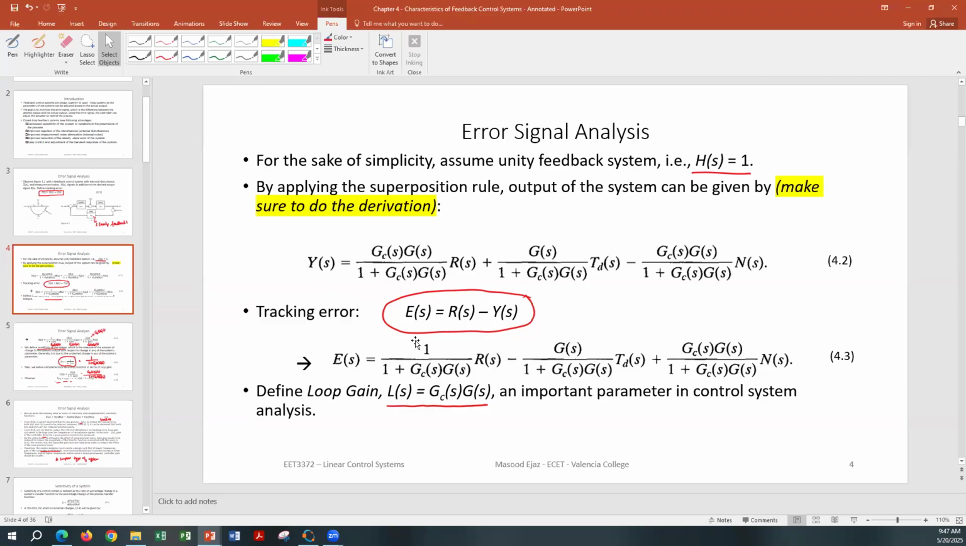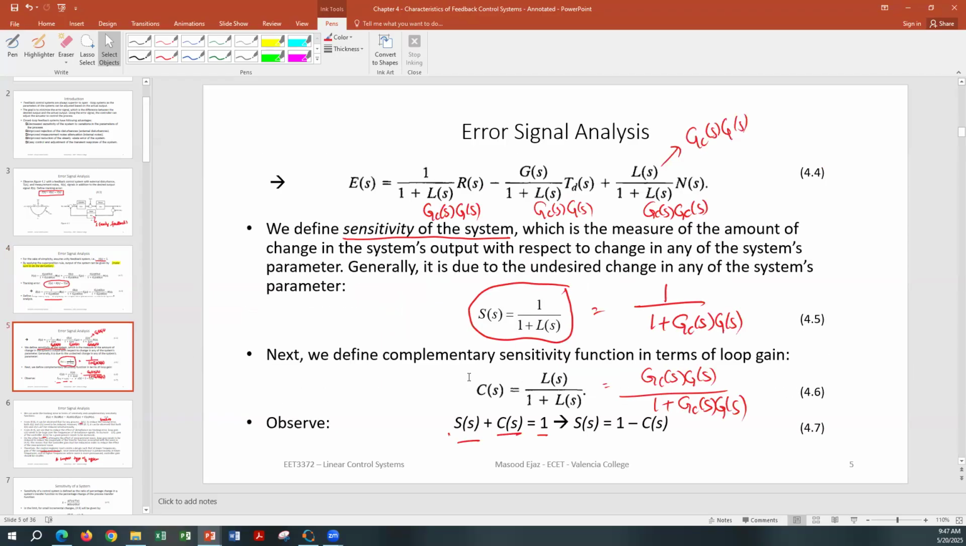But we did analyze the error signal. As you can see, we defined a loop gain, which is the product of the controller gain and the process gain, GC(s) times G(s). Then we defined the error signal in terms of the loop gain and the process gain. G(s) is the process gain and L(s) is the loop gain, which is the product of the process gain and the controller gain.